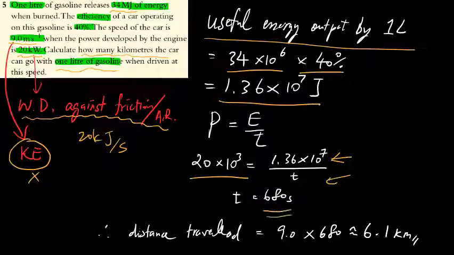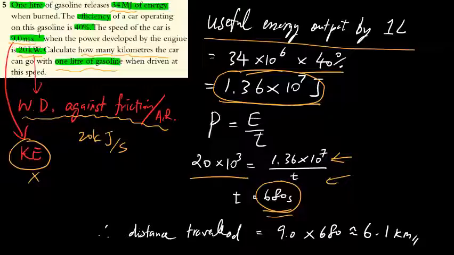Then what it means is for 1 liter of gasoline, you get that much energy, and it can take you against the friction and air resistance for 680 seconds. And therefore the distance traveled will be 9 meters per second times the time. Therefore you can find the distance.